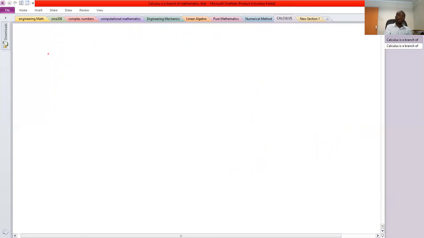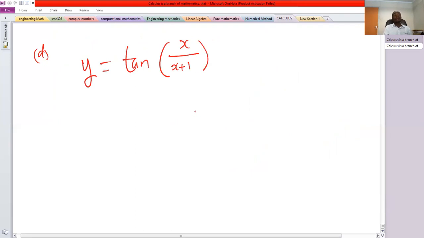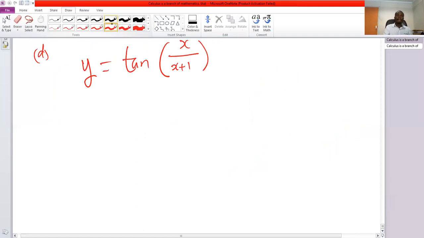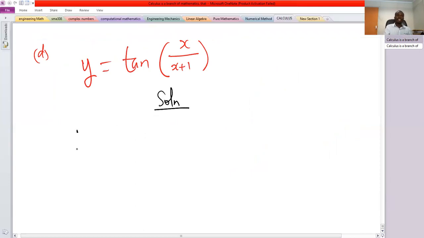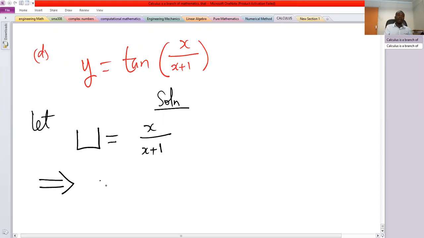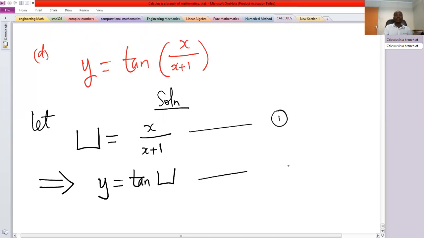Number 4, or D, so y is tan of x over x plus 1. Now here, we are going to fix capital U to be this bracket, x over x plus 1. And this means now y will be tan of capital U. So call this one 1, I'll call this one 2.